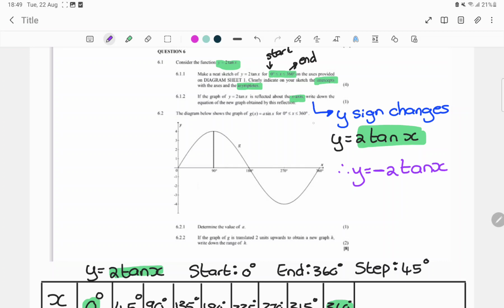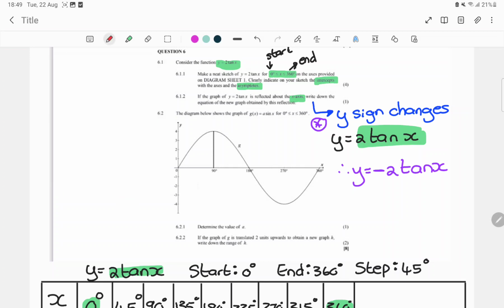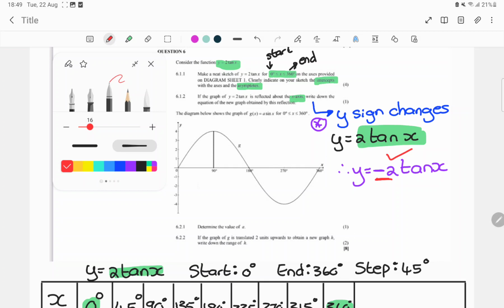Alright, this is a very important question. They love asking it in a test. So make sure when you have a reflection about your x-axis, it means your y sign has to change, which in effect means that your entire function, everything you had on the right hand side, all of those signs have to change. So we had a positive 2 tan x, now we have a negative 2 tan x.